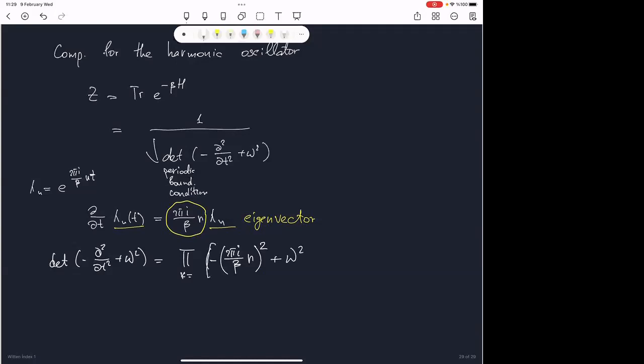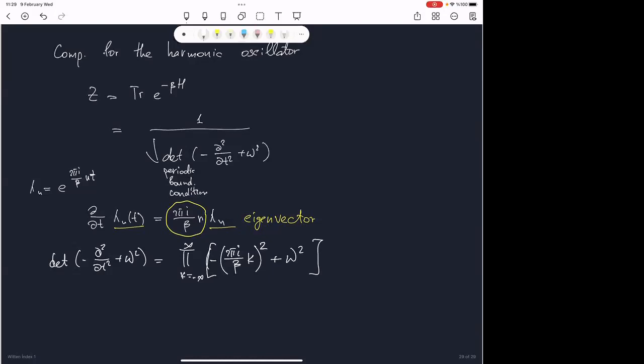So this is the product. Since it's n, I should write k maybe, where k runs from minus infinity to plus infinity, for all k's. It's such a linear operator, but it's not really a matrix, it's just a derivative. So it's an infinite dimensional matrix, if you want.